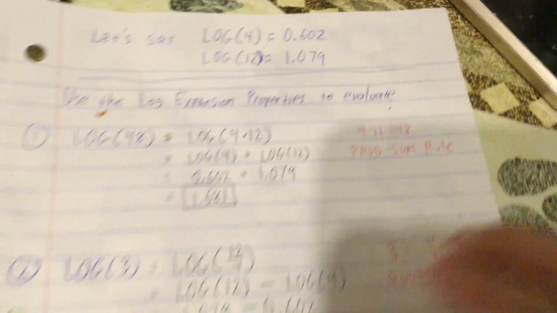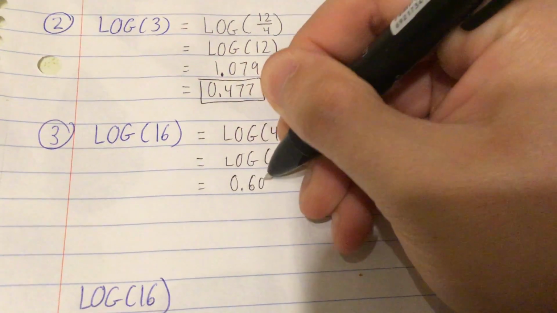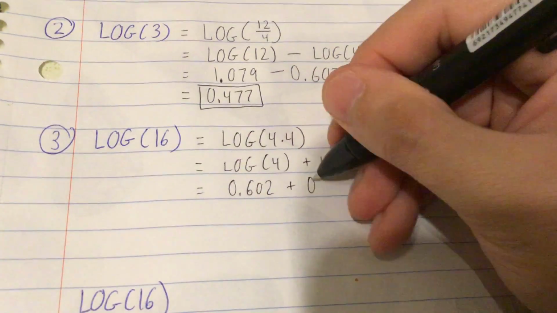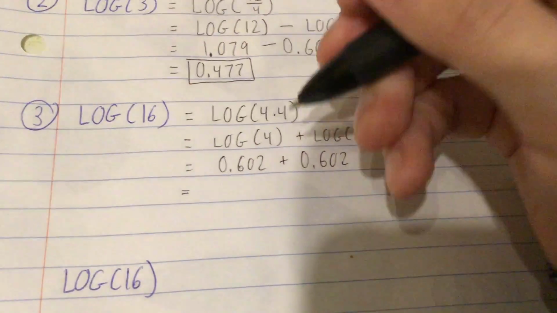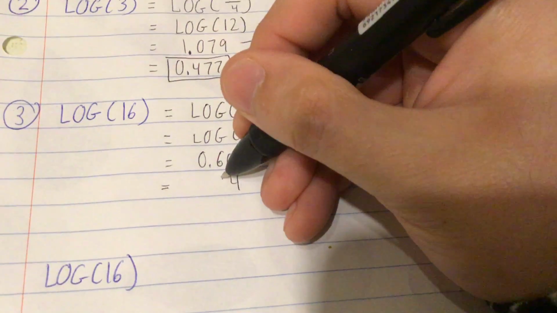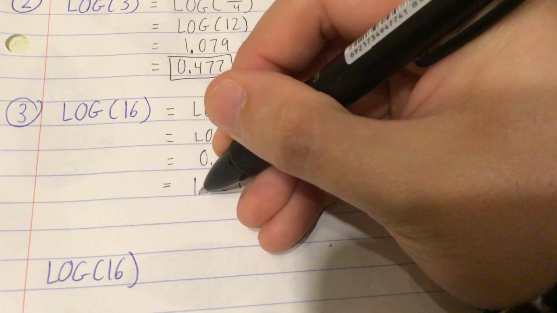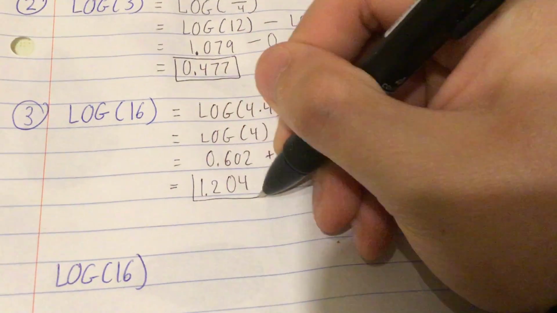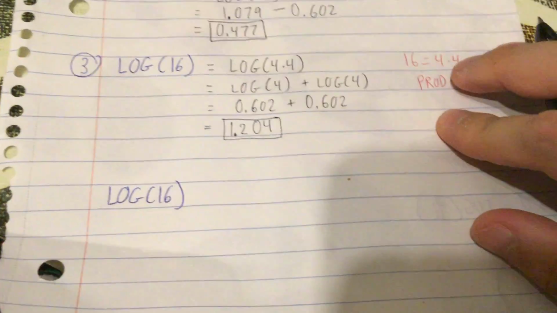Now I'm going to look at the given information. Log of 4 is 0.602, and log of 4 is also 0.602. I could do this math in my head. Well, 2 plus 2 is 4, 0 plus 0 is 0, 6 plus 6 is 12, so that's going to be 1.204.